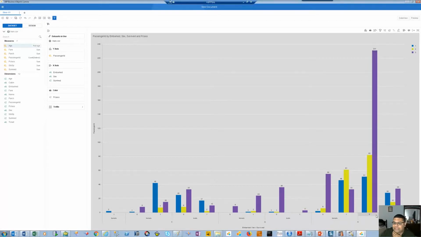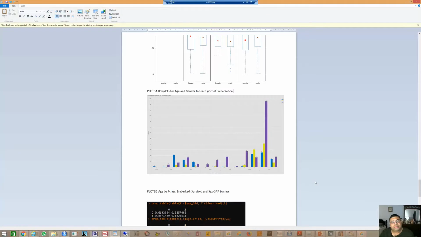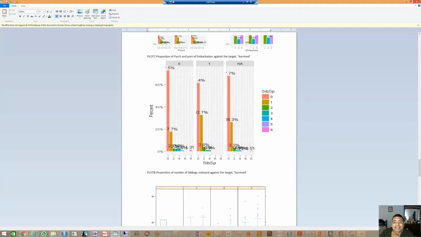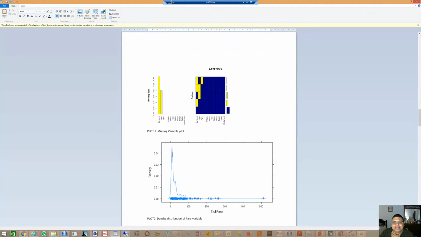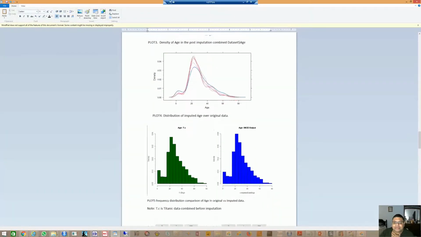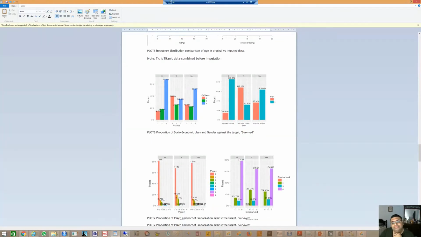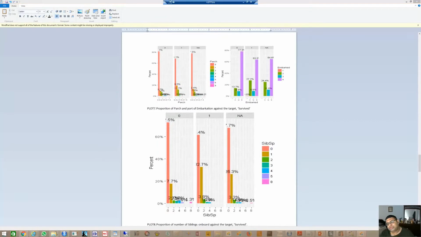That's why, and most males traveled by themselves. So therefore, the number of family members that we saw earlier here, that showed that their survivability increased as the number of family members increased, well, that is because of this. A lot of males died from Southampton, and most of them were single. As the women who were usually accompanied by children survived, the numbers skewed.